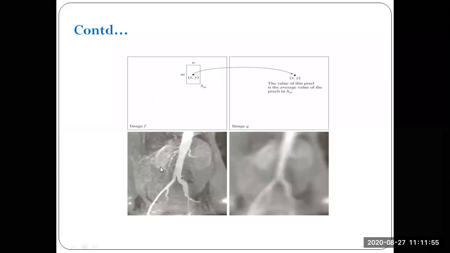Okay, now so this is the image. Here, if this mask is rotating or spreading over this entire image, your image will be modified like this. So that's what I want to say. Okay, now this is the application of neighborhood operations.